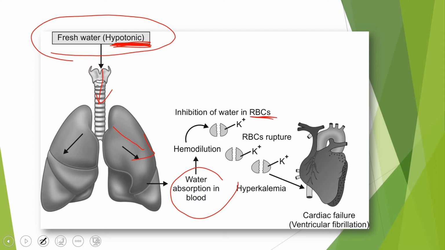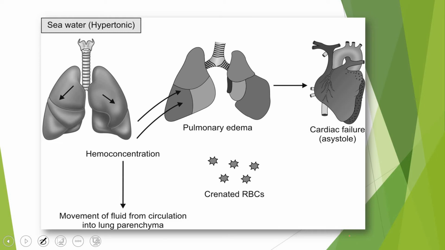So the water will diffuse into the RBCs, and RBCs will get ruptured as seen here, and RBCs contain potassium. The potassium will get released, and we know high potassium is a cardiac toxin, and this cardiac toxicity will result in ventricular fibrillation. So the actual cause of death in the primary or typical or wet drowning is ventricular fibrillation. So that's all about the pattern of drowning in fresh water. And now we move on to the pattern of drowning in salt water or seawater. Seawater contains salt, so it is hypertonic. When it enters the airways, it reaches the lung parenchyma. And since it contains high salt content, there will be the movement of fluid from the circulation into the lung parenchyma.